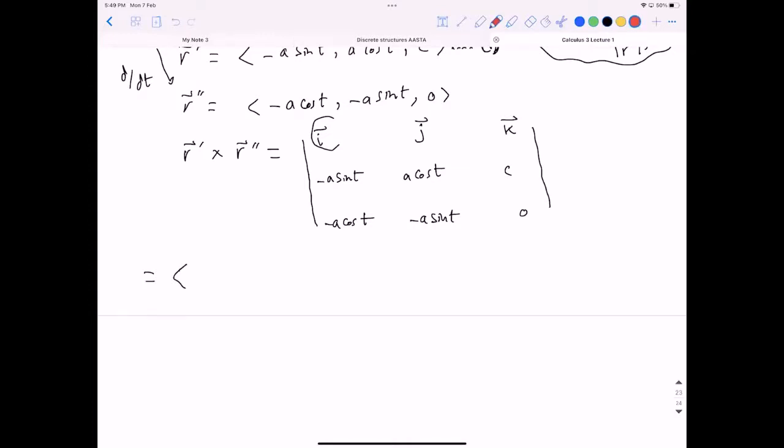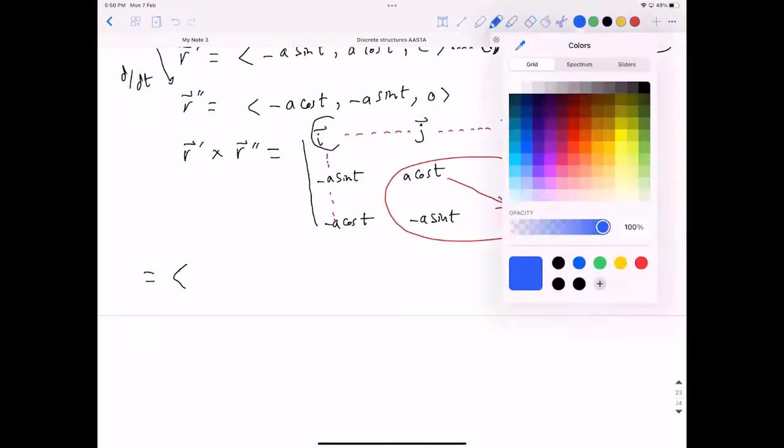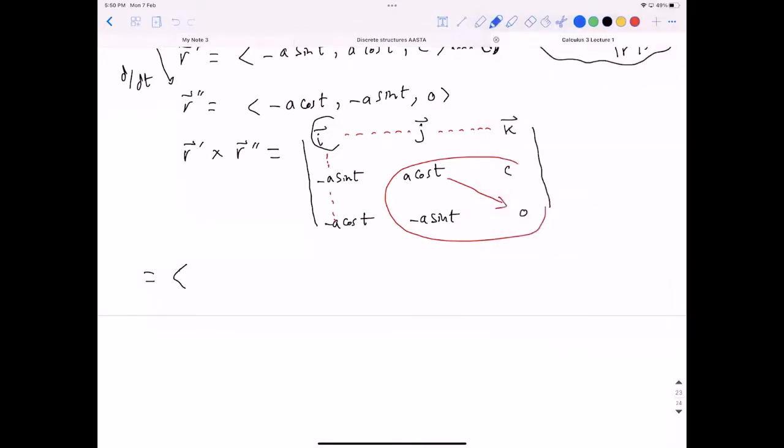Like this. In the direction of I, cover the I row and column. Cover the row and the column containing the I. This will give you the I component, and you expand this 2 by 2 determinant. So it will be 0 plus AC sin t. Yes, exactly. When we multiply, this is plus, this is minus.